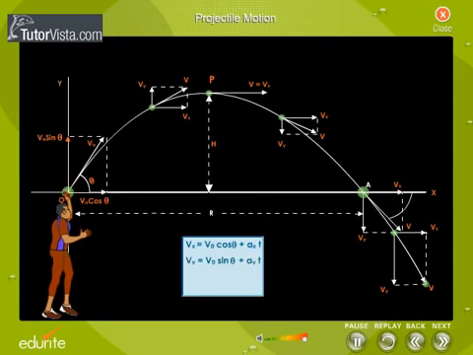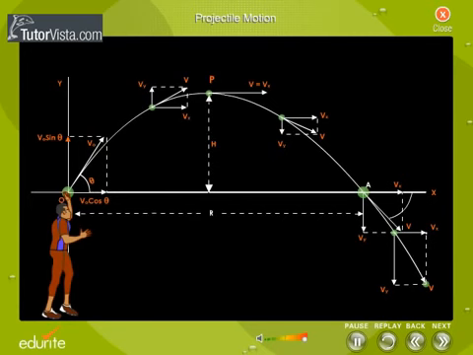There is no acceleration in the horizontal direction. The vertical component of acceleration ay is equal to minus g. Substituting the values of ax and ay in equations 1 and 2 respectively, we get, that is, the vertical component of velocity changes with time, and at the highest point, vy becomes 0.